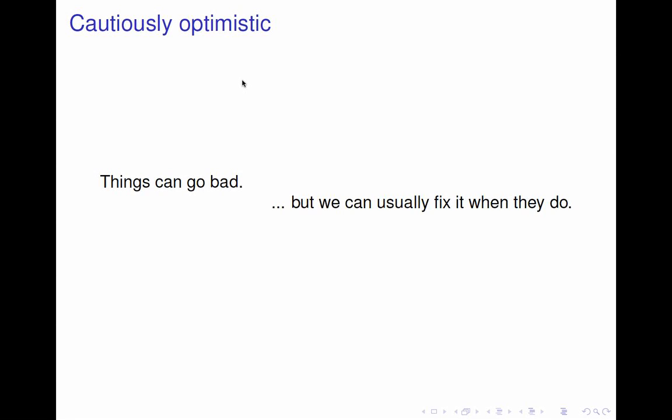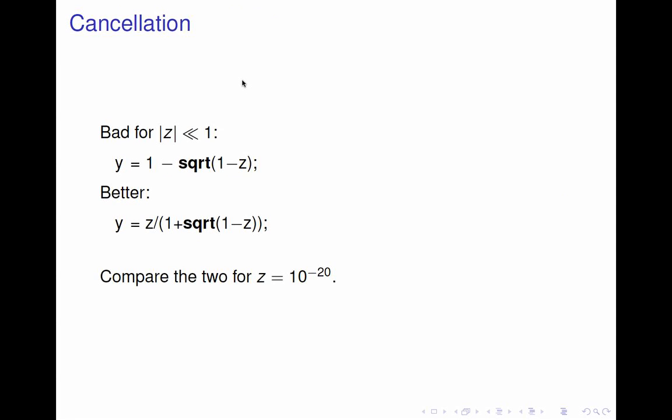So things can go bad, but the floating point system has its own set of nice properties, and we can usually fix things that are going wrong when they do go wrong. So let's see how some things can go wrong and what we can do to fix them.